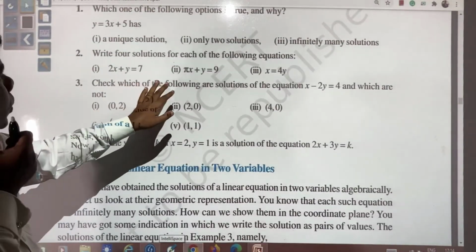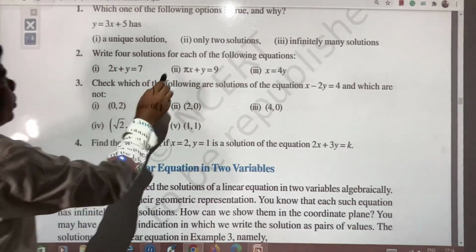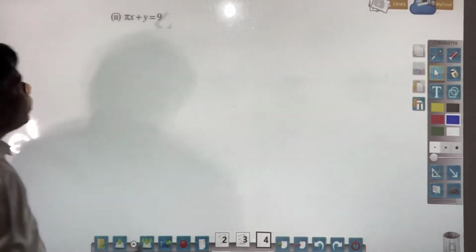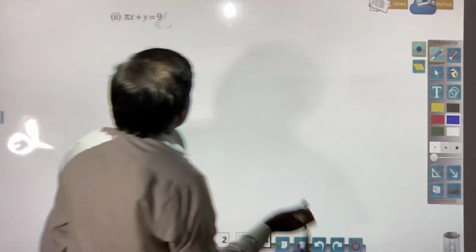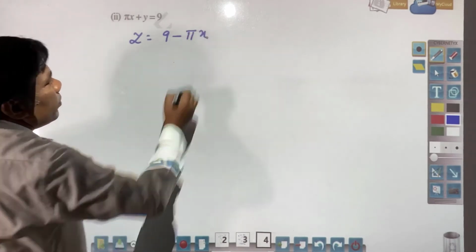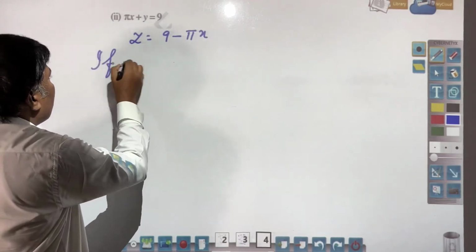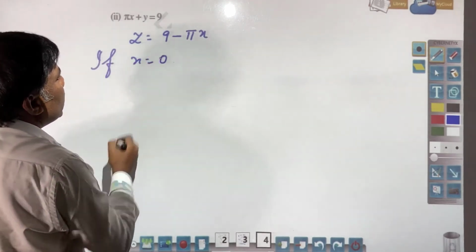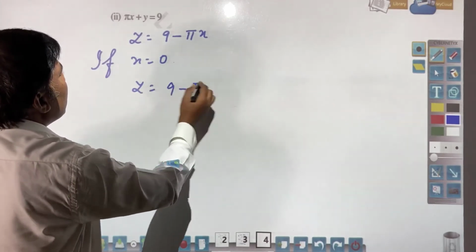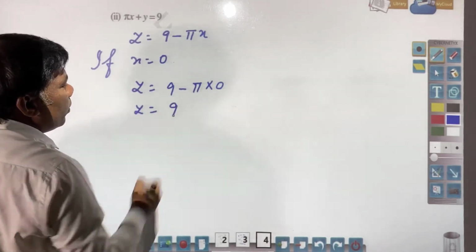So question number 2, you have another question which is required to be solved. Just to see how the main question is to be solved. Here you have pi x plus y is equal to 9. So y will be equal to 9 minus pi x, and if x is equal to 0, in this case y will be equal to 9 minus pi into 0, it means y is equal to 9.